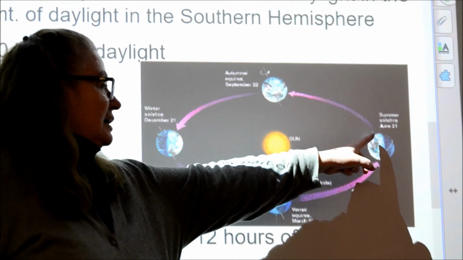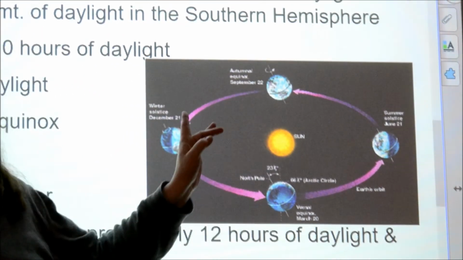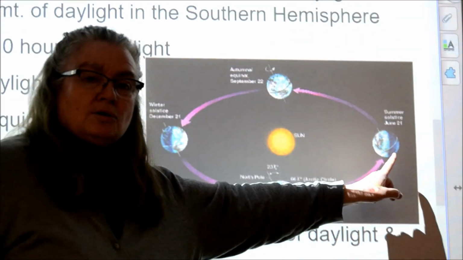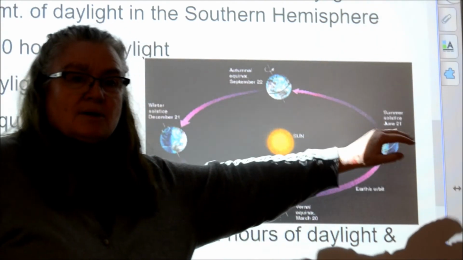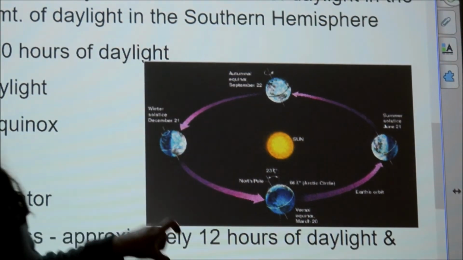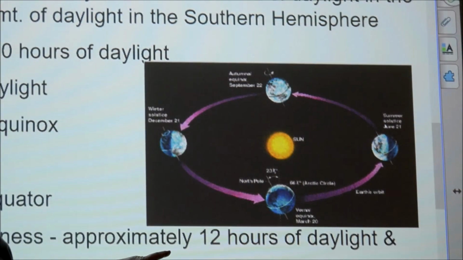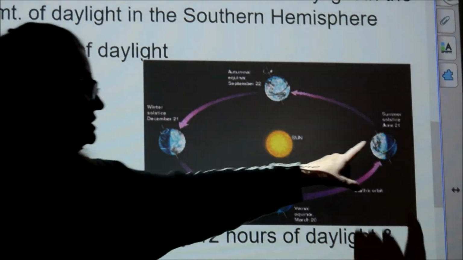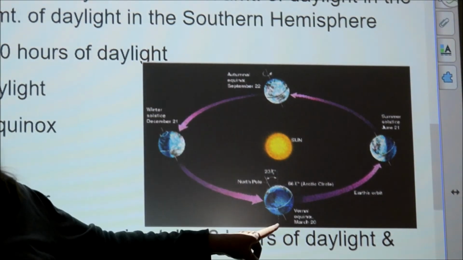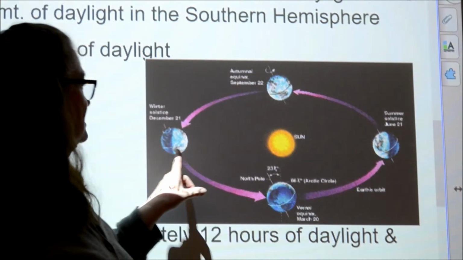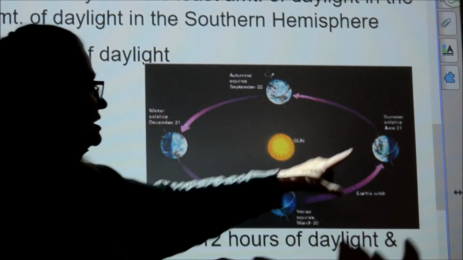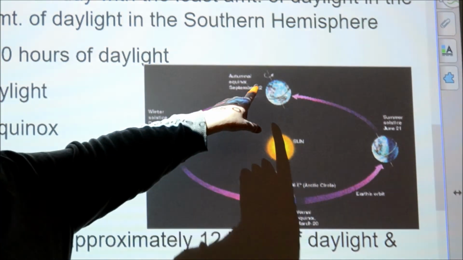North Pole on this one, 24 hours of daylight. South Pole, no daylight. So this one I know it's got to be winter, this has got to be summer, and we already said that they revolve counterclockwise. So if this is winter, the season in between, it's got to be spring. If this is winter, spring, summer, the next one's got to be fall.